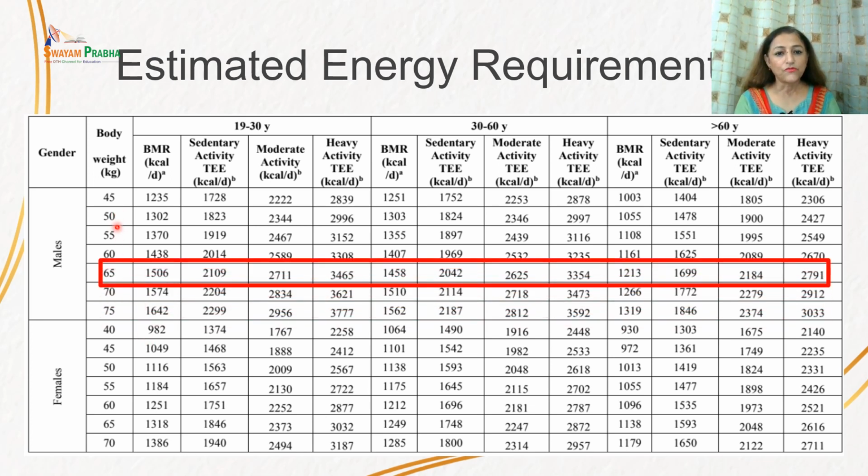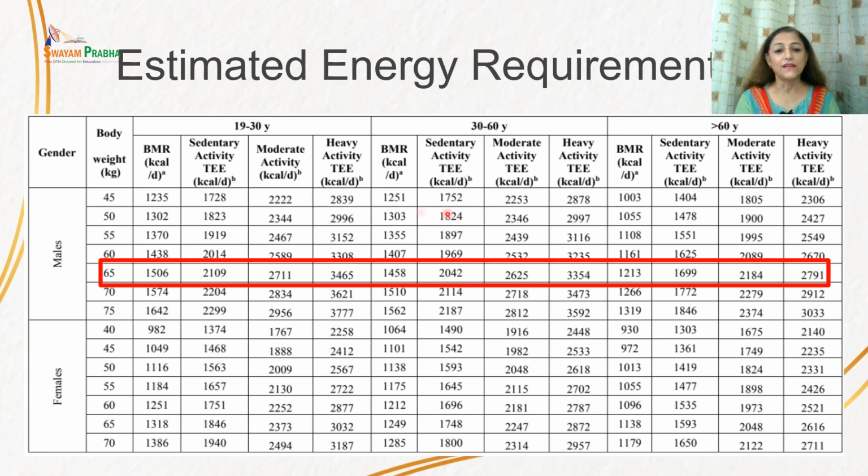Once the man or the male is between 19 to 30 years, his BMR is 1506, and when this person is around 30 years of age, his BMR falls to 1458, and see the reduction once he is more than 60 years old, his BMR falls further, that is 1213.